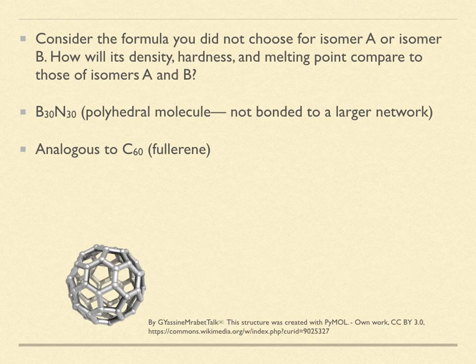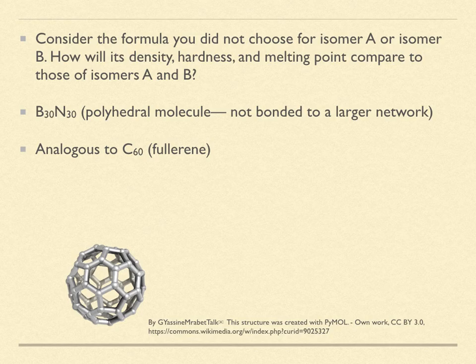So, now we can take the last formula the question provided, which we didn't assign to isomer A or B, and predict its properties. This is B30N30. Remember that one boron-nitrogen unit is isoelectronic with two carbons, so the carbon analog would be C60 or fullerene. It's a polyhedral molecule. These soccer ball polyhedrons aren't bound to each other. So that's a lot more freedom of movement for these molecules than in, say, graphite, where each structural unit is contained in a sheet. We can imagine these soccer ball units moving around pretty easily.